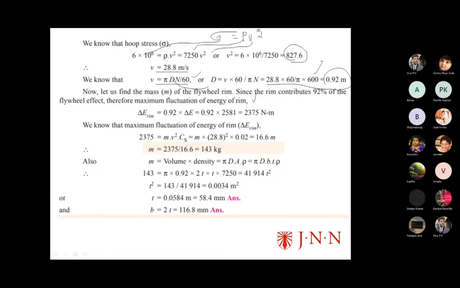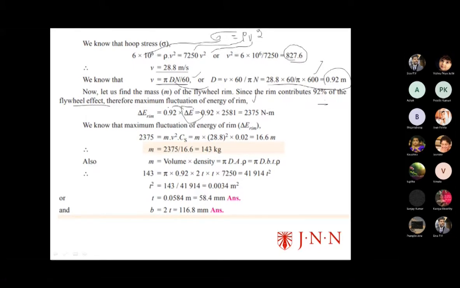Now let us find the mass of the flywheel rim. Since the rim contributes 92% of the flywheel effect, therefore the maximum fluctuation of energy of the rim. That is, out of 100%, only 92% is contributed, so we multiply this 92% with delta E, the maximum energy we got. For example, out of 100 marks you get only 90 or 85 marks. So that percentage will be multiplied.